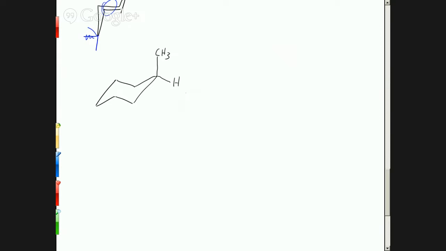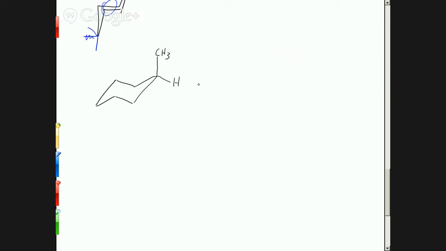All right. So now, watch what happens when we flip this. We flip this side up, and we flip this side down, and we now have the other chair. So what happened to that methyl group? It's still pointing up, but now instead of straight up axial, it's equatorial up, kind of out and up. And then the hydrogen is still down, but now it's straight down, axial down, instead of the equatorial down where it was. So we're going to draw that flip now.